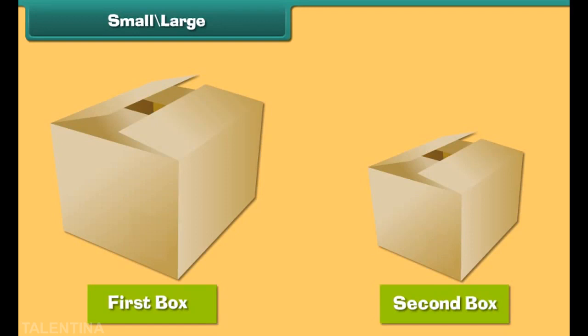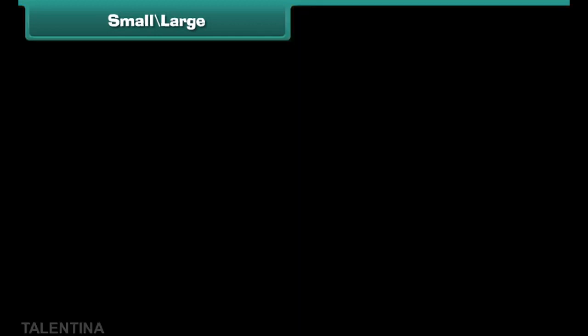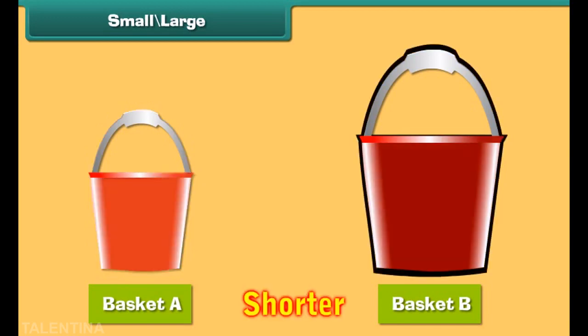We see two boxes, but they are of different sizes. When the two things are not of the same size, we compare them. We use the word small with the object which looks shorter and the word big with the object which is large. Basket A is shorter than basket B.